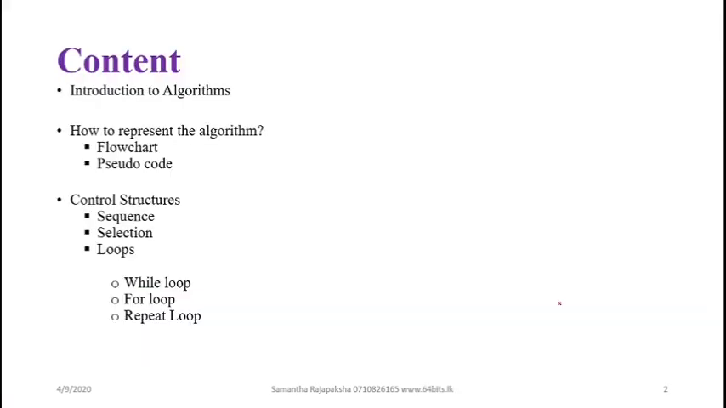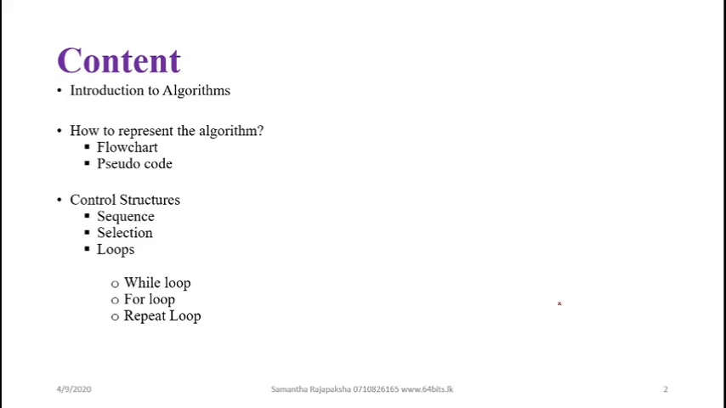Now here I'm going to cover this section. Initially I will introduce what an algorithm is, and then we'll discuss the purpose of algorithms and why we are learning them. Then we'll discuss how to represent these algorithms, how we are going to write them. Under that we discuss the two methods. One is a flow chart, the other one is pseudocode. So we discuss both methods to develop algorithms.